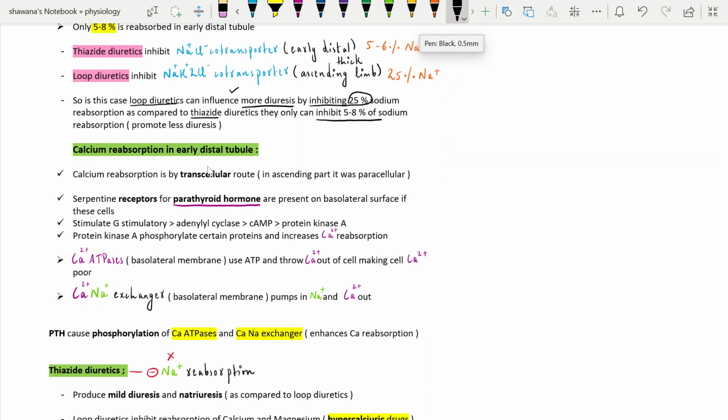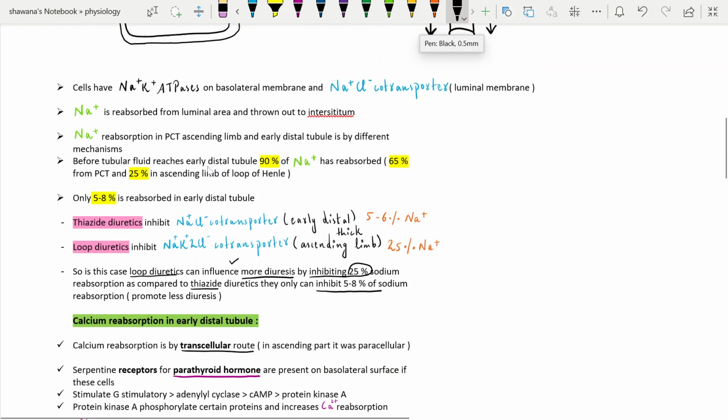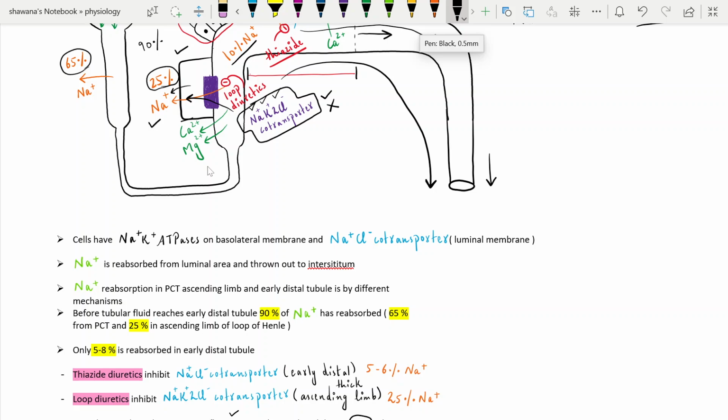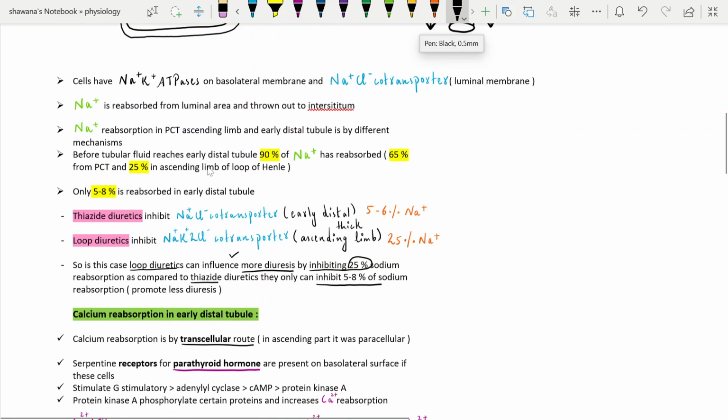Let's talk about the calcium reabsorption in the early distal tubule. So, first of all, the calcium reabsorption in the early distal tubule is transcellular. It means that it is occurring through the cells. In case of the ascending limb of the loop of Henle, the calcium reabsorption was occurring in between the cells. It was paracellular reabsorption. But in case of the early distal tubule, the calcium reabsorption is paracellular. No, not paracellular, it's transcellular. Transcellular means that the calcium reabsorption is occurring through the cells, okay?